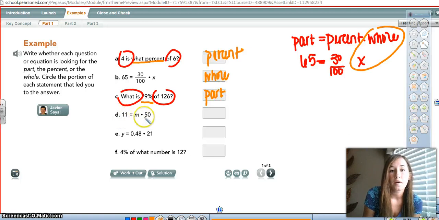All right, here's another question that's in percent equation format. 11 equals m times 50. Think back to our percent equation. What is it looking for? The percent.